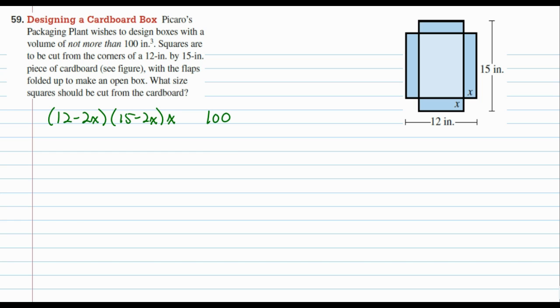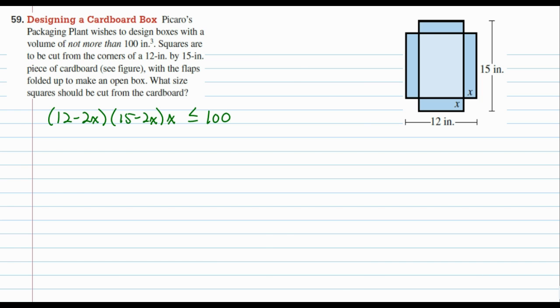The now try problem for example 9 is number 59. So again, I've got an expression that represents the volume of this box after I cut an x by x size square out of each corner. The problem says that the packaging plant wishes to design the box with a volume no more than 100 inches cubed. So 100 is our biggest. So this volume has to be less than or equal to 100. 100 is the biggest volume it could possibly be.